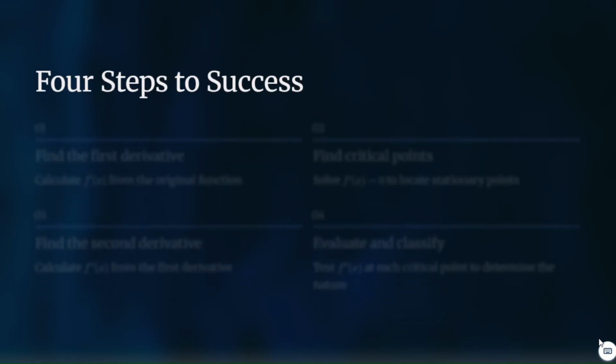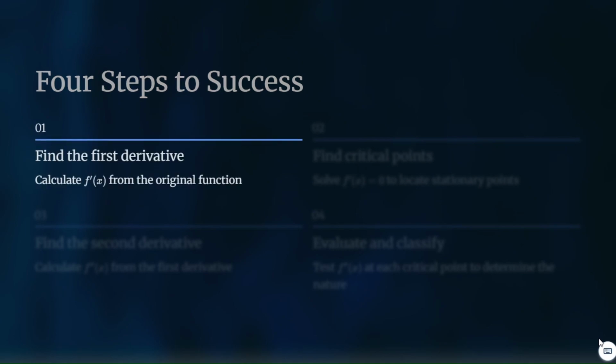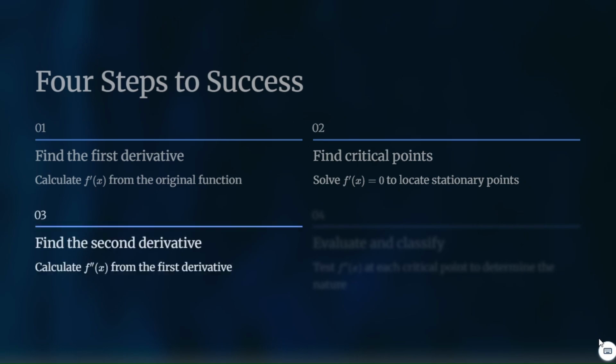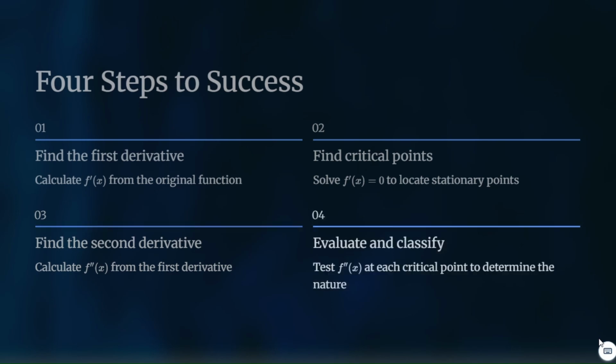Here are your 4 steps to success. First, find the first derivative. Find f prime of x from the original function. Second, find critical points. Solve f prime of x equals 0 to locate stationary points. Third, find the second derivative. From the first derivative, you'll calculate f double prime of x. And finally, test the second derivative at each critical point to determine the nature of the point. That is, is it a local maximum or minimum?